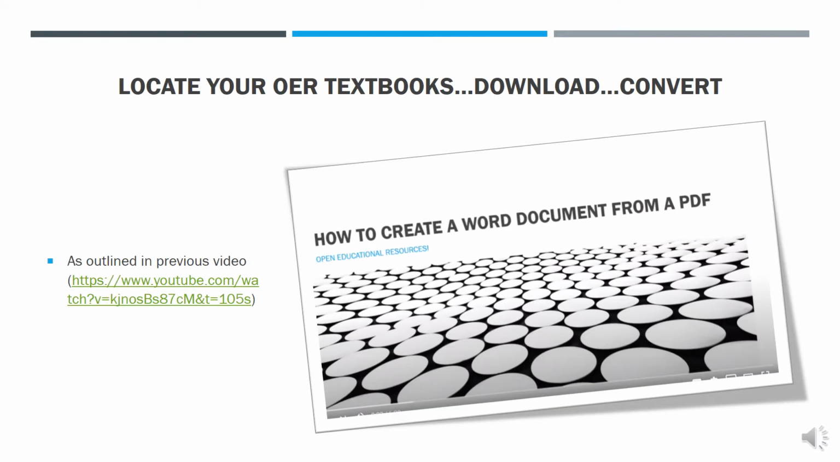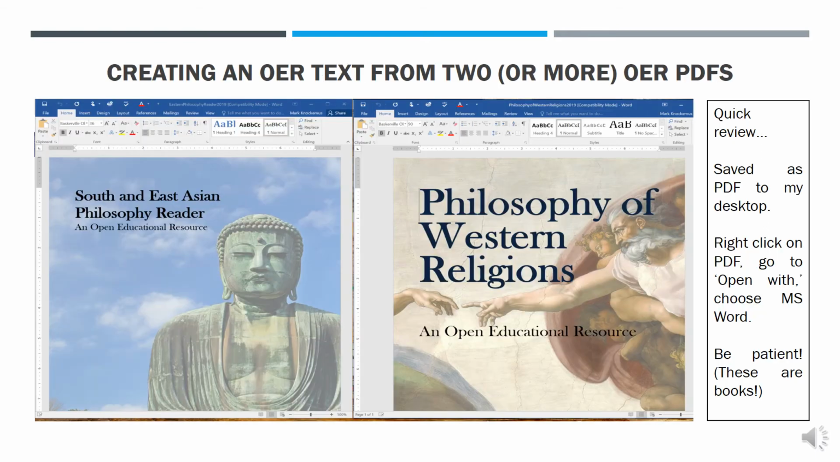So how do we do this? How do we go in and create a personalized textbook from 2 or more OERs? In the previous video, I went through and walked everybody through the process of downloading, converting, etc. So you already know how to do that. So boom, what do we see here? From the screenshots, you see MS Word open, and the cover to 2 different textbooks.